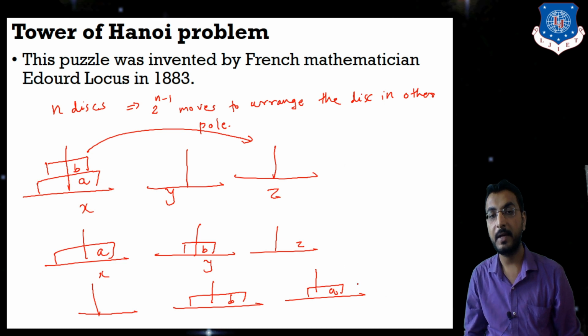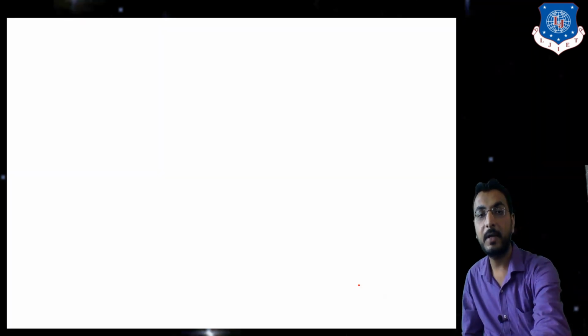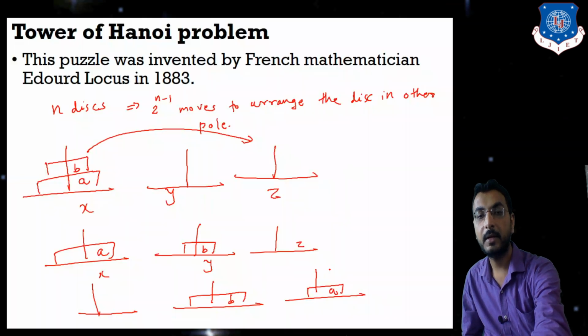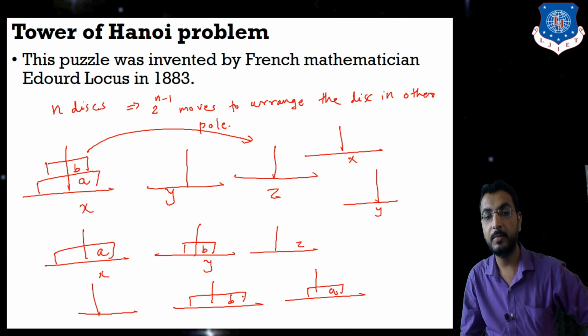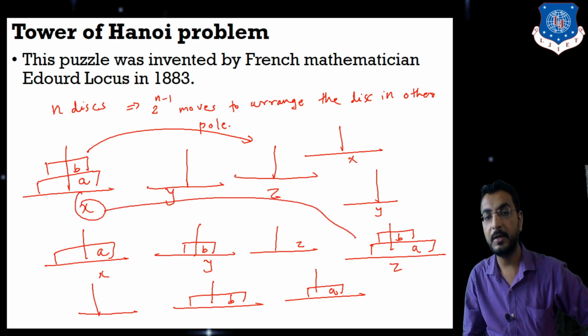So here we are having A, and after that, for example, X will be as it is, Y will be as it is, and this disk B can be easily picked up, and this disk B can be put on disk A. Let's say this is disk A, this is disk B, this is pole Z. So from pole X, I have transferred all the disks to pole Z.